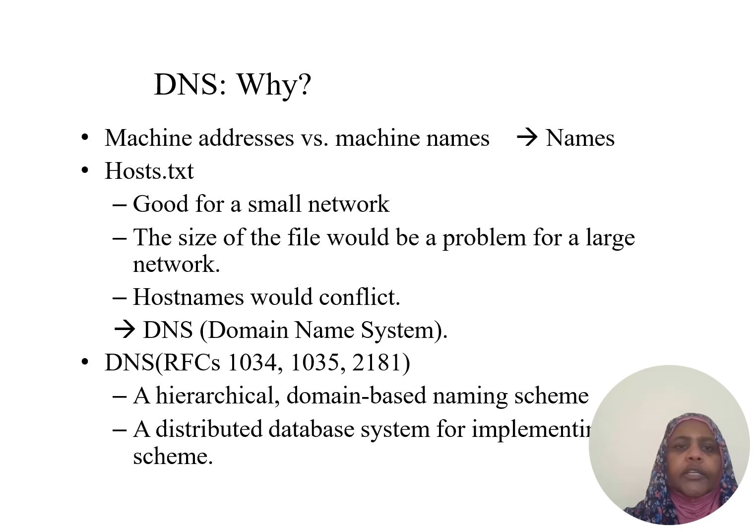Because it's easier to remember names than to remember numbers. Machines, to communicate with each other, need addresses. Addresses are in numerical form. For human beings, they are difficult to memorize. In contrast, names are easier to memorize.